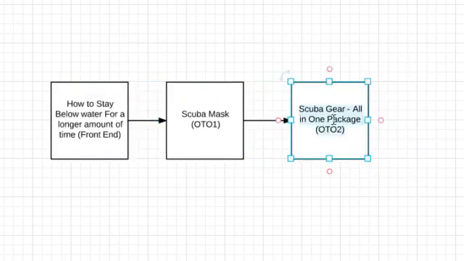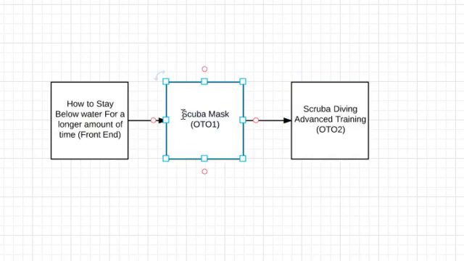Now, let's say it's an information product. So let's say that we won't do a service, and we can do a service in the next video. But let's say, for example, that this is a product. So maybe we could do scuba diving training, advanced training, and then we could do scuba diving. So OTO2 is the biggest, baddest bonus that we can offer, and that's the advanced training. So maybe OTO1 could be scuba diving, not basic training, but maybe intermediate training.